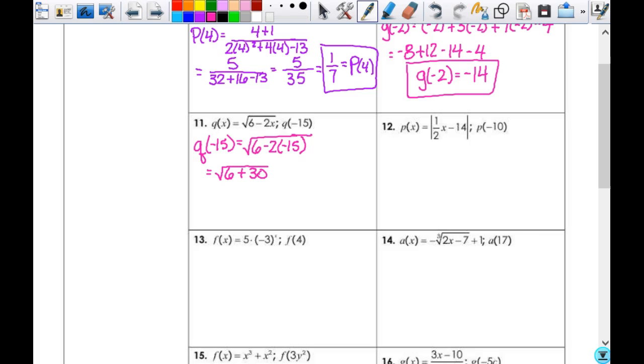So what's 30 plus 6? 36. What's the square root of 36? 6. So it's okay if I don't even write the square root of 36. That's fine. It's fine to skip some things. And the answer is 6.